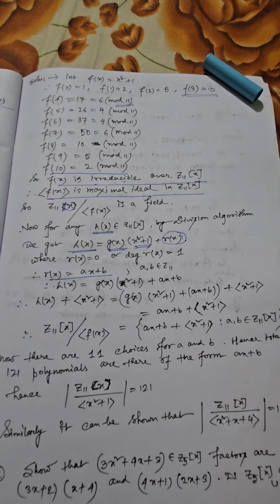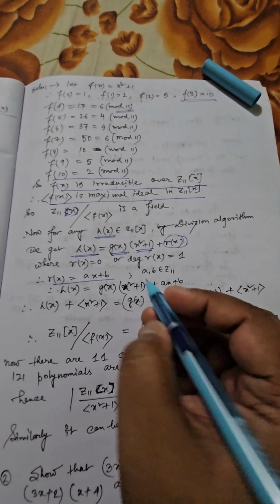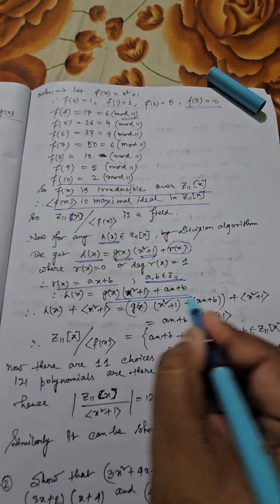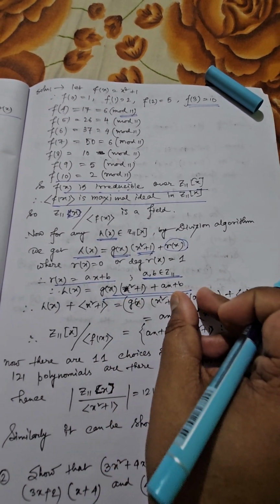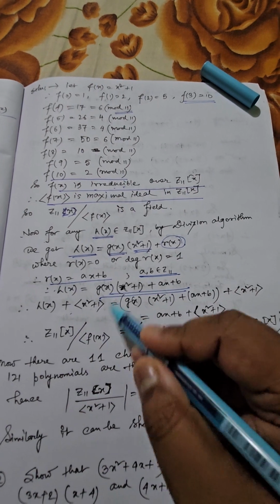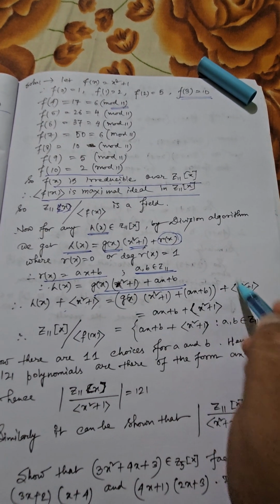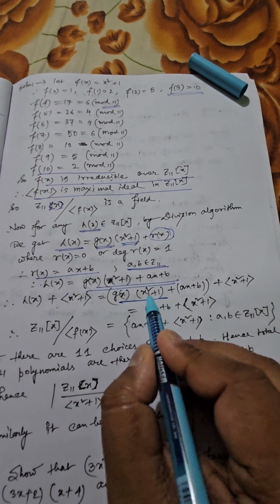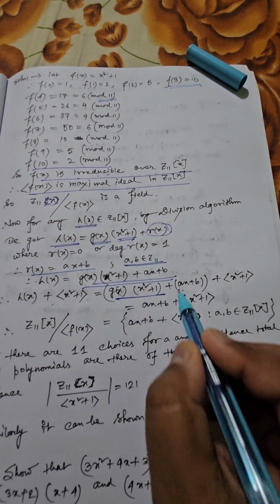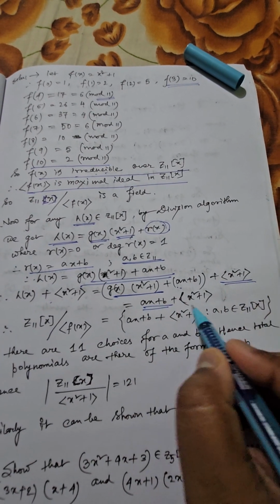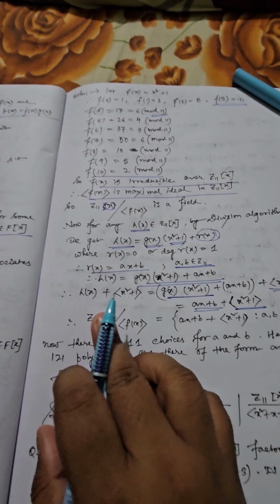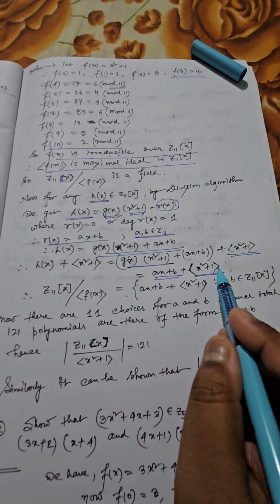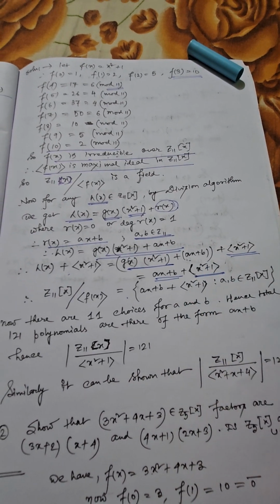So you can write this in the form ax plus b, where a and b both are taken from Z11. So h(x) can be rewritten in this form. That means I have introduced ax plus b at the end. So h(x) plus the ideal generated by x squared plus 1 can be written like this. You can understand this is also a part of the ideal generated by x squared plus 1, so it can be reduced to ax plus b plus the ideal. Hence this entire field contains all the elements of the form ax plus b plus the ideal generated by x squared plus 1.